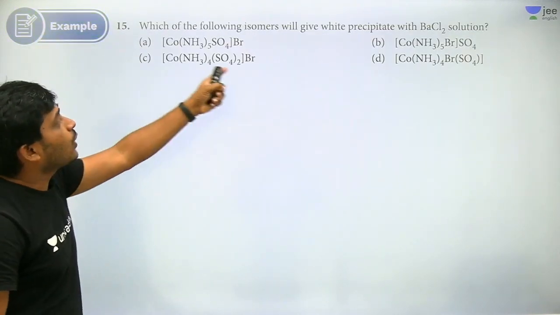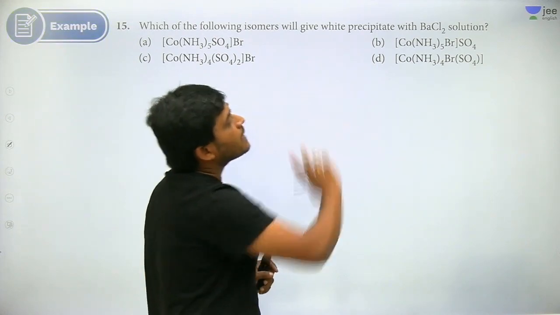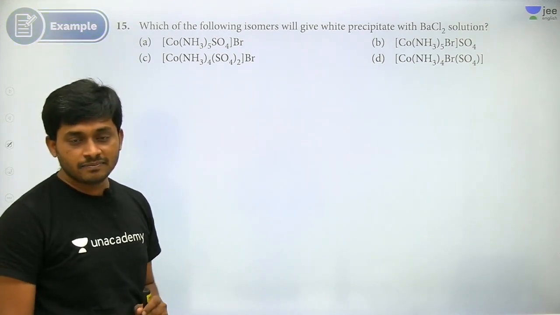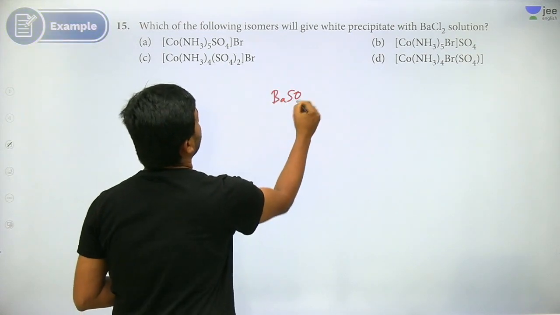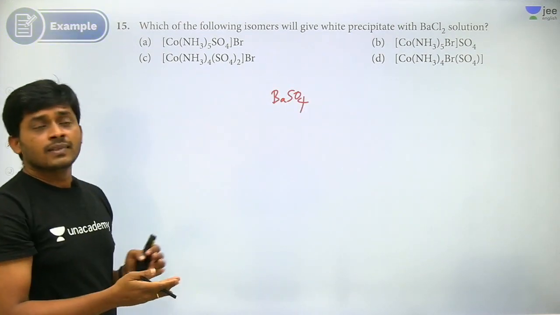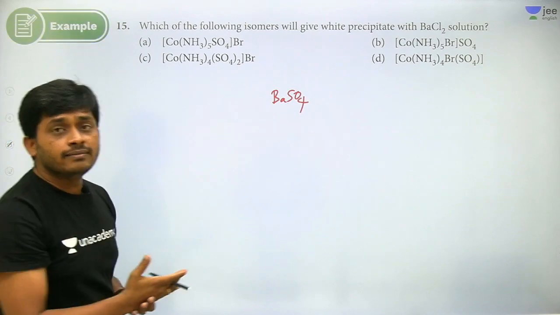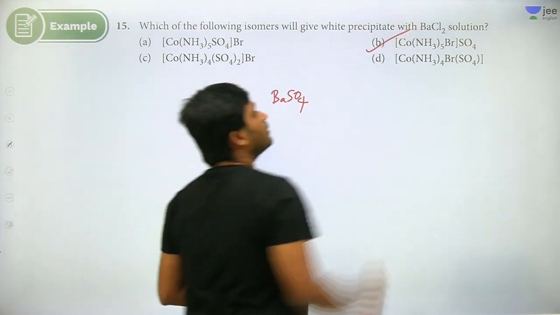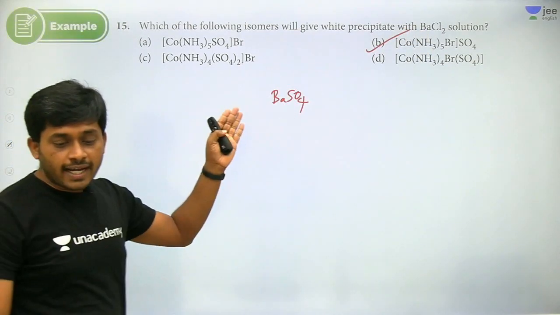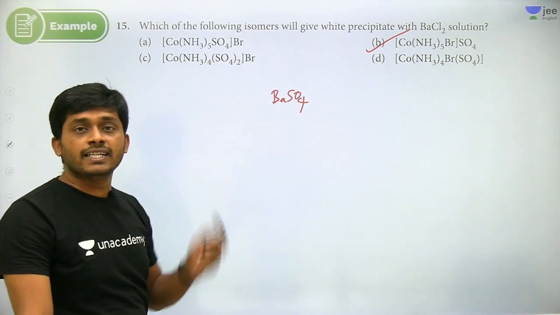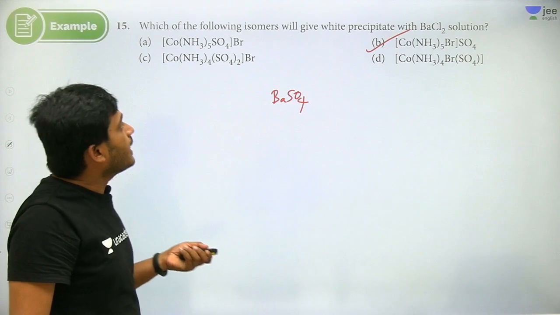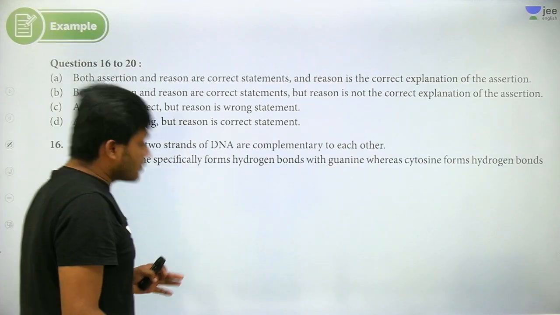See here, which of the following isomers will give white precipitate with barium chloride? White precipitate means here barium sulfate. So where it is coming? SO4 must be outside, right? So SO4 is outside, so it gives SO4 minus 2 ions. White precipitate it will give. Okay, right?